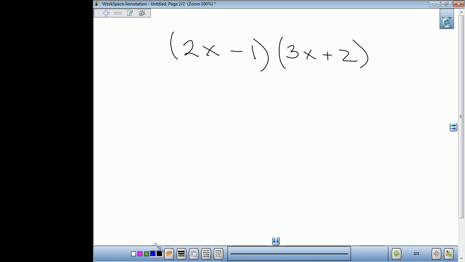Okay, so when we multiply a binomial times a binomial, we have to distribute each term in the first polynomial, which in this case is a binomial, through the second one. Okay, so it's just distributing. So we distribute the 2x through, so we do 2x times 3x. What is 2x times 3x? 6x squared.